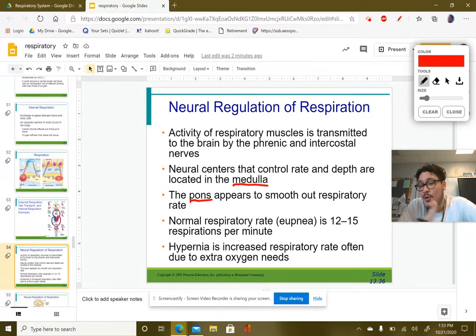Hyperpnea is when you have increased respiratory rate, so greater than 15 respirations per minute. What can cause hyperpnea, or what can cause greater than 15 respirations per minute? A number of things. Talking, so what I'm literally doing right now, exercising, stress, emotional duress, physical pain, a lot of things can cause your breathing rate to increase pretty substantially.